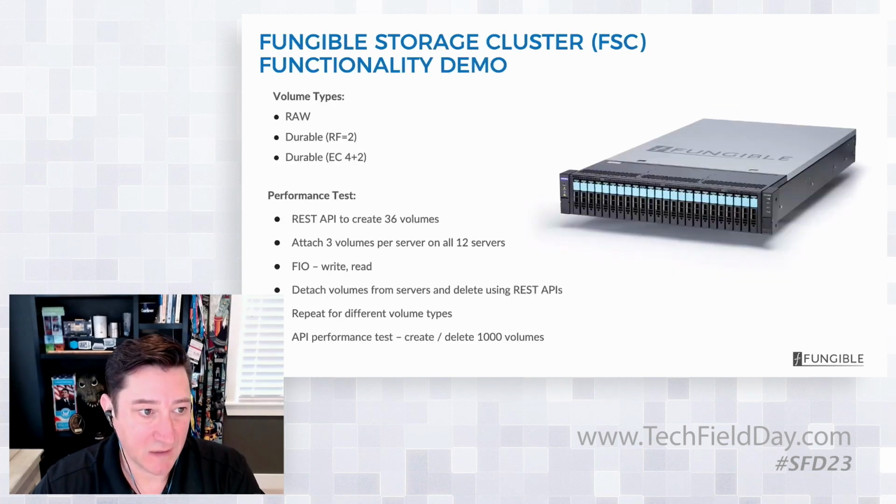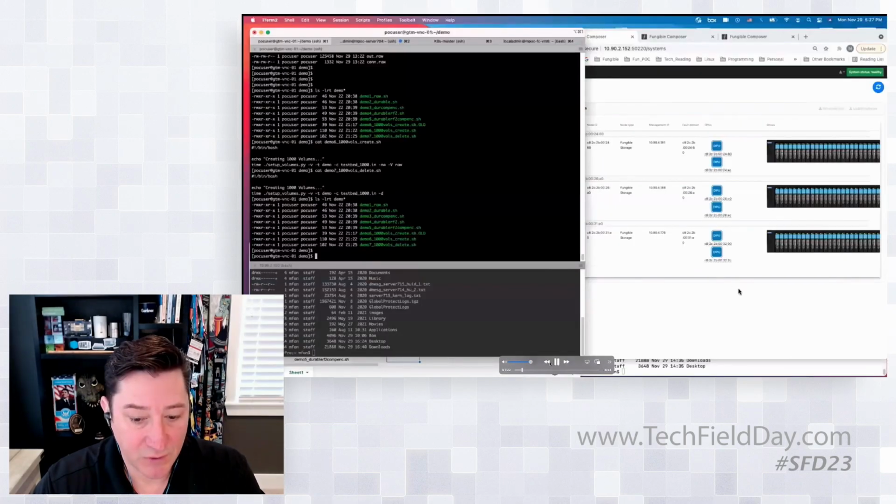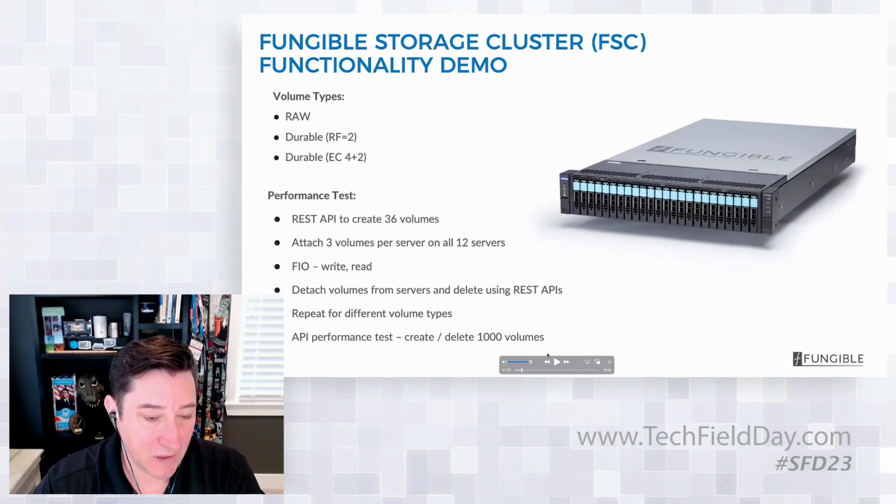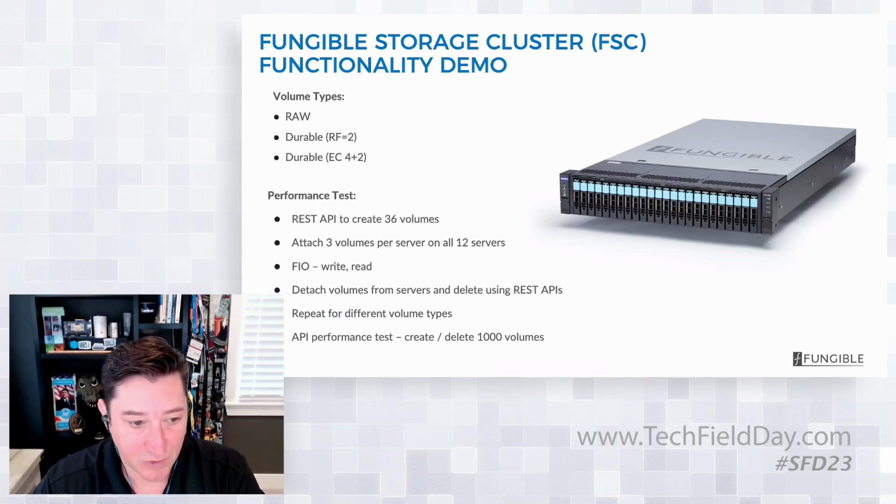What we'll show is 3 types of volumes: a raw volume, a durable volume with RF2, and a durable volume with erasure coding 4+2, as well as integrations with our REST API, how we create volumes and detach volumes. We'll create 3 volumes, attach them to all 12 servers, and use FIO to do our read and write. At the end, we detach those volumes using the REST API, delete them, and reprovision them. So it's rinse, repeat in terms of what we'll be showing on the screen.